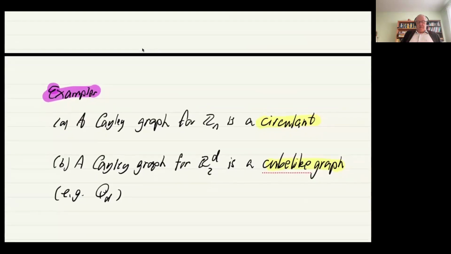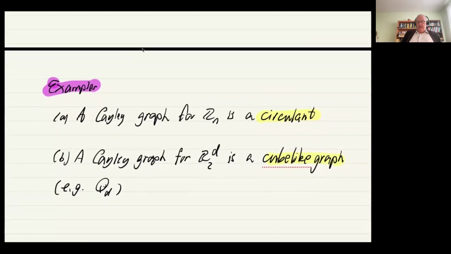The other class of graphs we spend a reasonable amount of time with is that a Cayley graph for Z2 to the d is a cube-like graph. This terminology I think is due to Lovász. So you're looking at the binary vectors of length d, and the connection set will just be a non-empty set of binary vectors. We don't need to worry about the inverse condition, because if you've got order 2, you are your own inverse. So to get a cube-like graph, you just take Z2 to the d and pick some subset of the elements that doesn't contain 0.